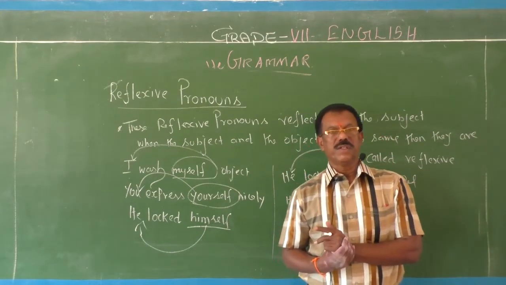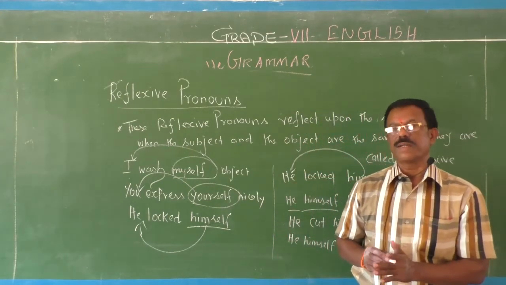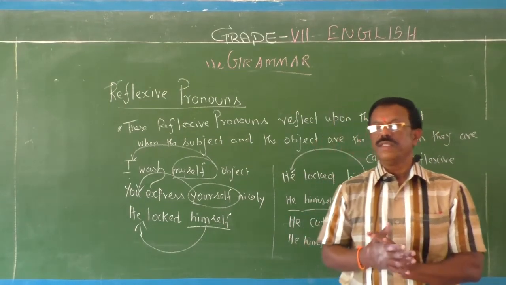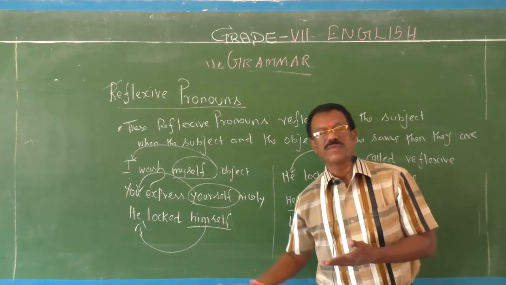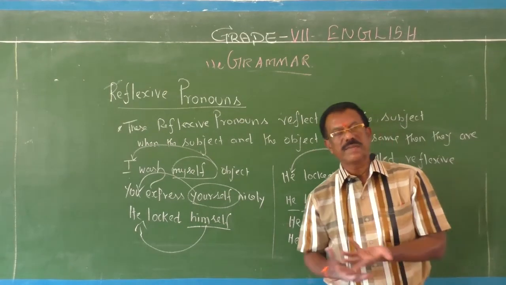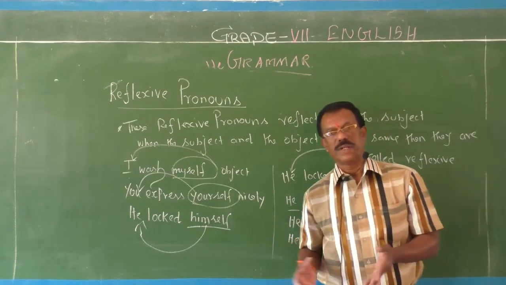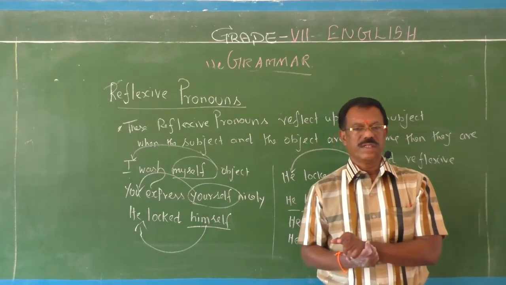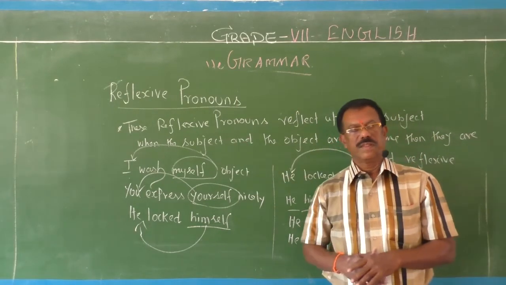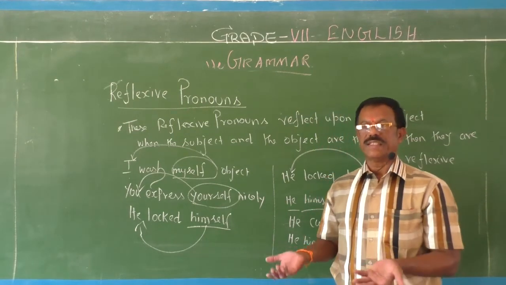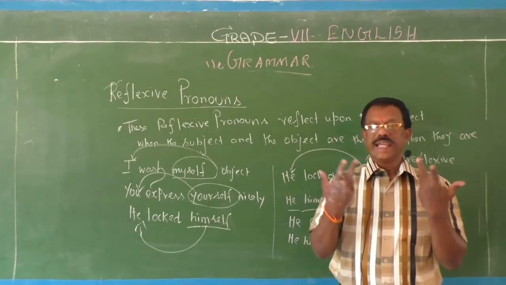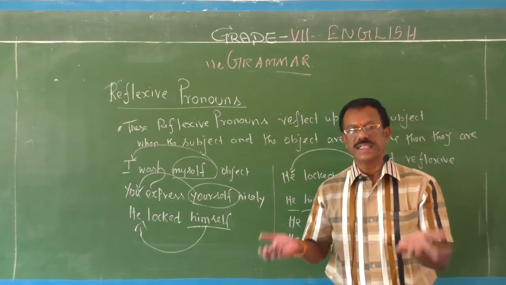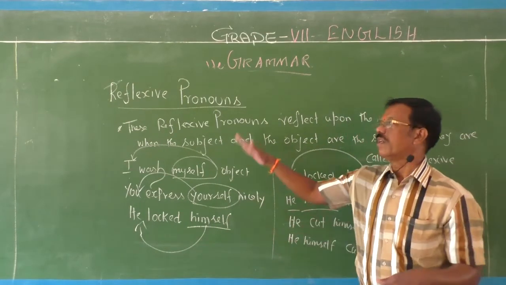When these pronouns are used as the doer of the action, they are called subject pronouns. When these pronouns are used as the object of a sentence, that is, the receiver of the action, they are called object pronouns. So subject pronouns are different from object pronouns. Subject pronouns: I, we, you, he, she, it, they. Object pronouns: me, us, you, him, her, it, them.